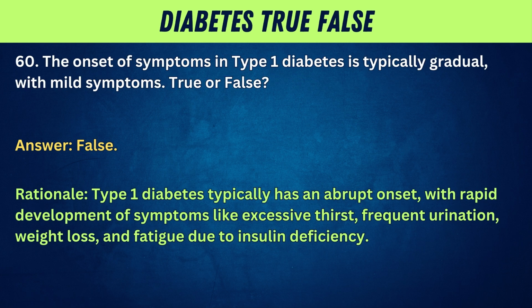60. The onset of symptoms in type 1 diabetes is typically gradual, with mild symptoms. True or false? Answer: false. Rationale: type 1 diabetes typically has an abrupt onset, with rapid development of symptoms like excessive thirst, frequent urination, weight loss, and fatigue due to insulin deficiency.